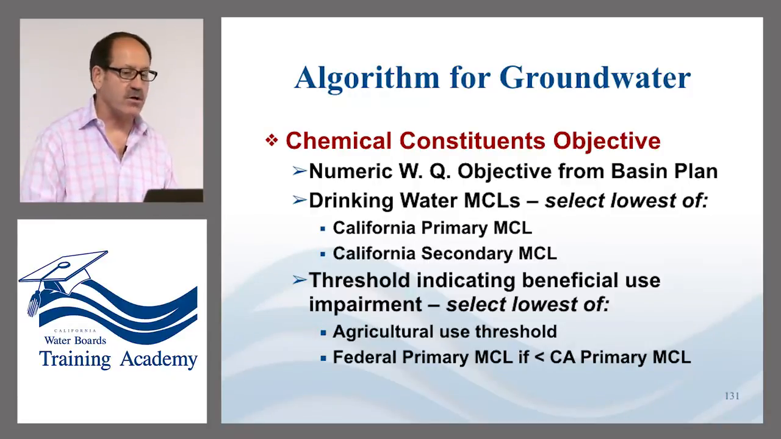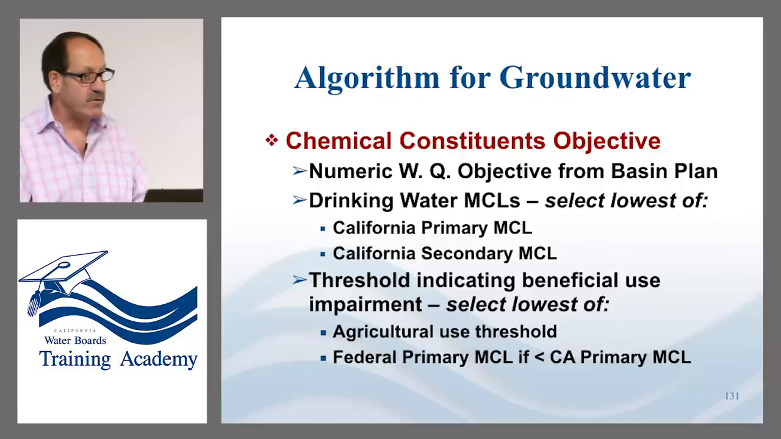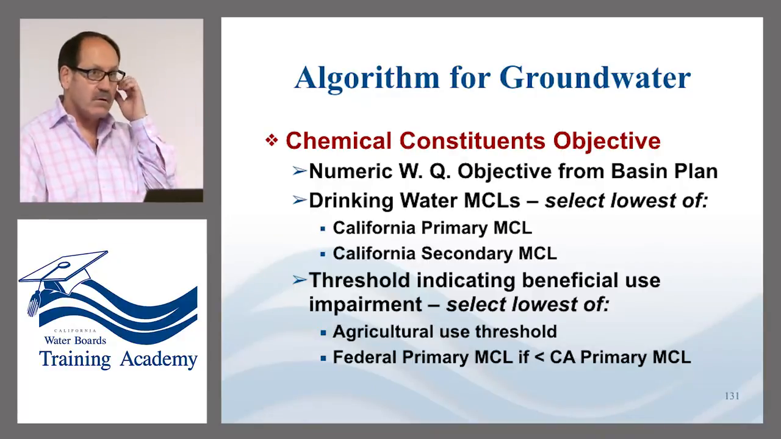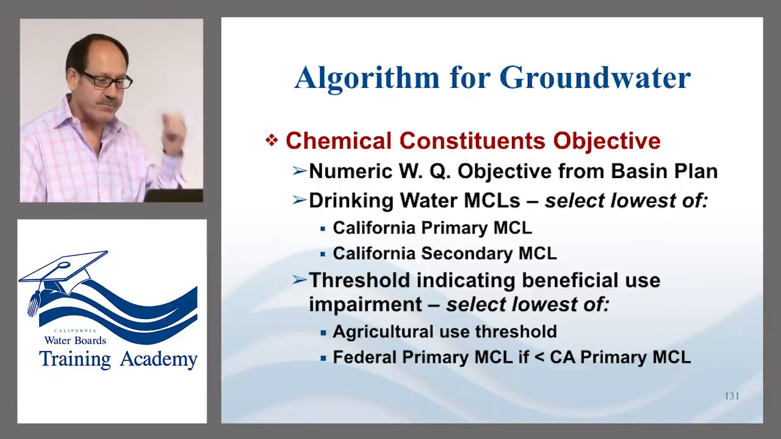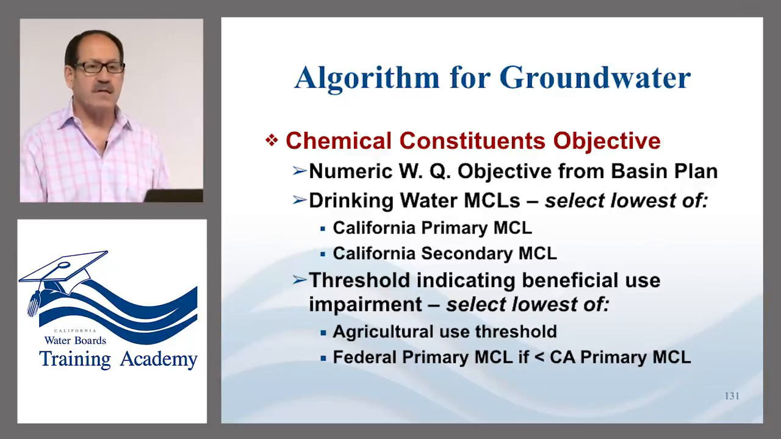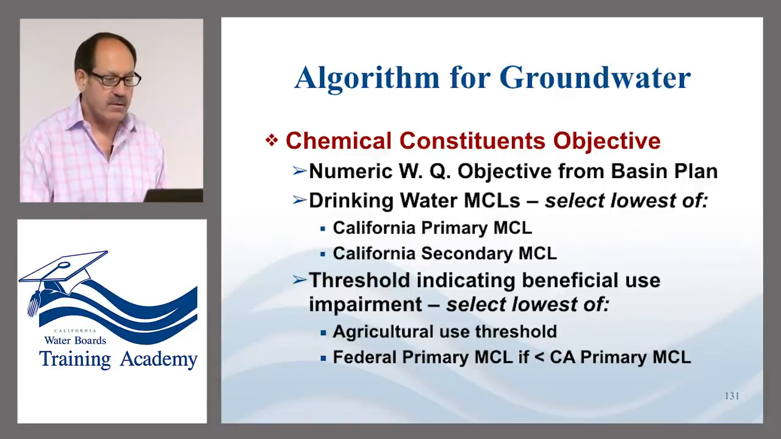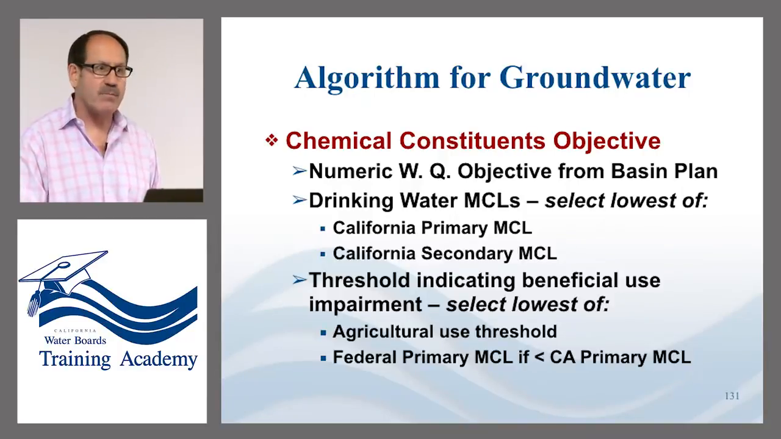So the first thing you're going to do is open your basin plan and find out, do I have a numeric water quality objective? If I do, I'm going to write that down. If the water is designated municipal or domestic supply, do I have an MCL, a primary MCL, a secondary MCL? If I have both, you've got to comply with both. Write the more stringent one down.